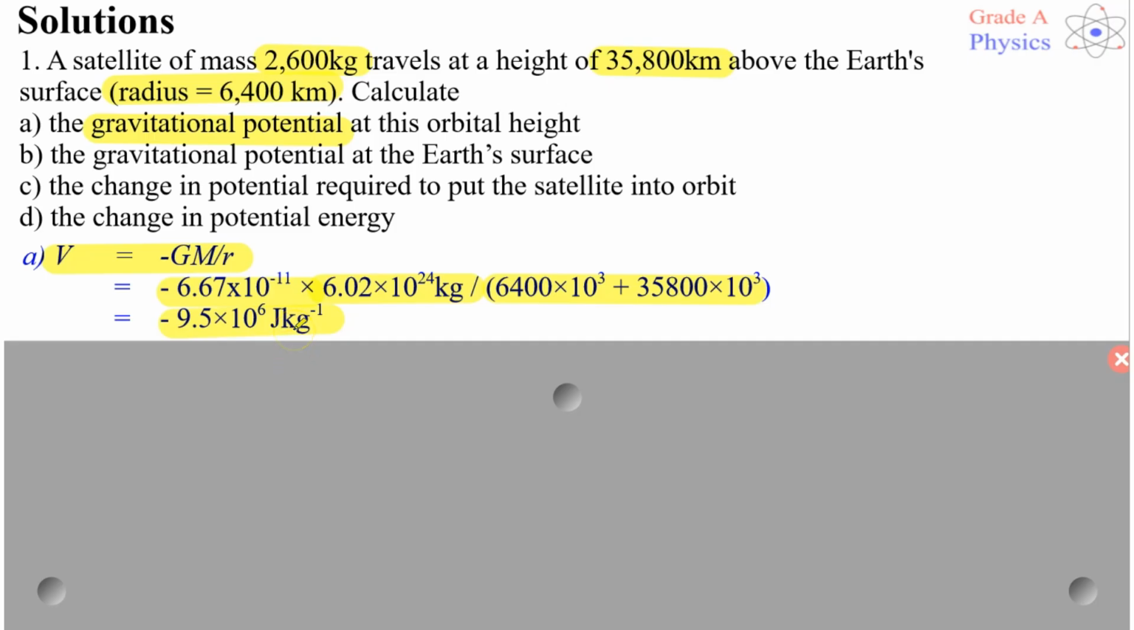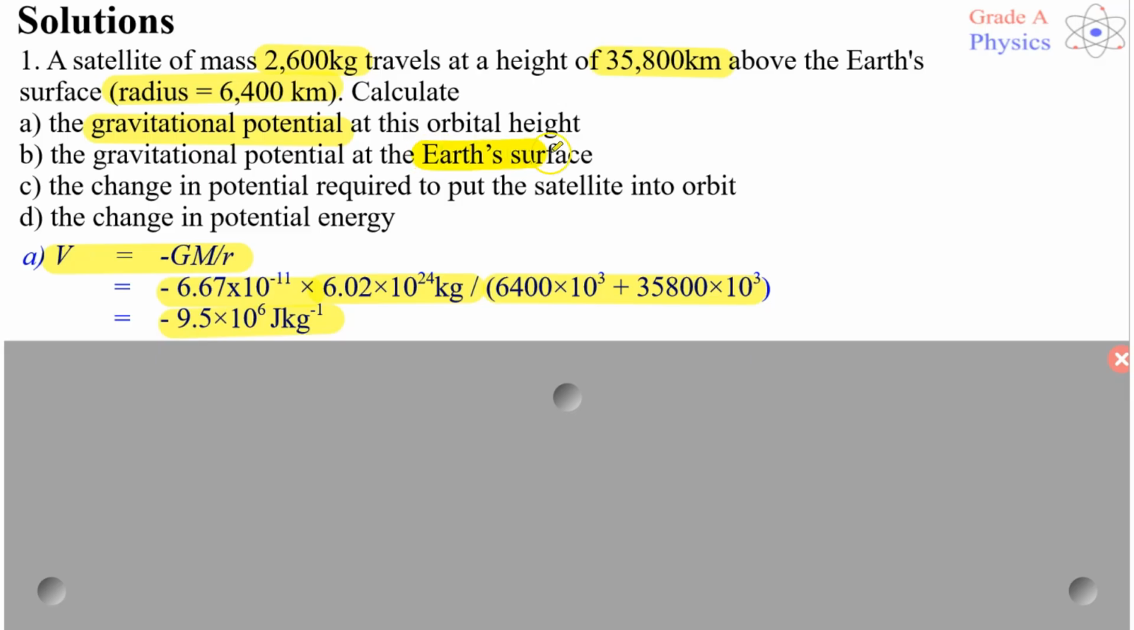So we know the definition of gravitational potential is the work done per unit mass. So that's joules per kilogram. And the negative sign is important. So we said earlier on in this topic, sometimes we don't need to worry about the negative sign if we're looking at the force, but with the gravitational potential, it is really important.